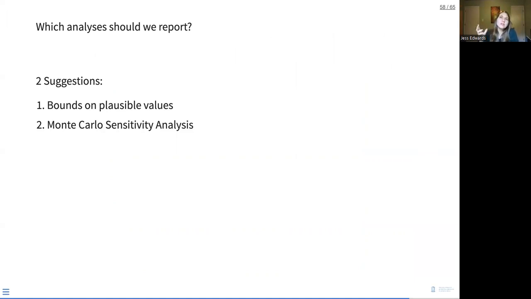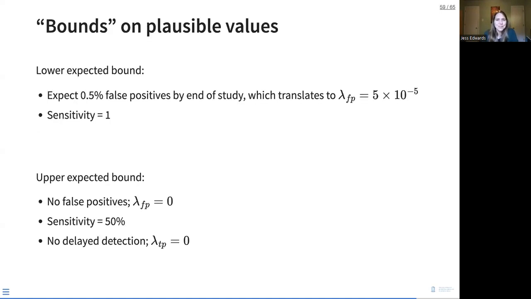So think best case scenario, what do we think the values of sensitivity, the false positive rate, and the event detection rate would be? And worst case scenario, what would they be? And then use those to get bounds on the risk. Of course, they're not real bounds, right? We often think about bounds as logical bounds, like it would be impossible for the risk to be above this value. But when we're talking about outcome misclassification, the logical bounds are 0 and 1. But the bounds of the plausible values might be much narrower.